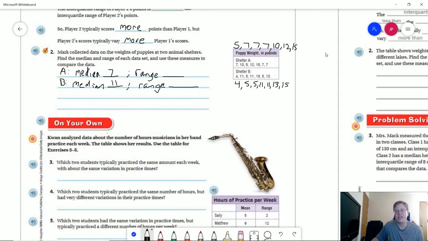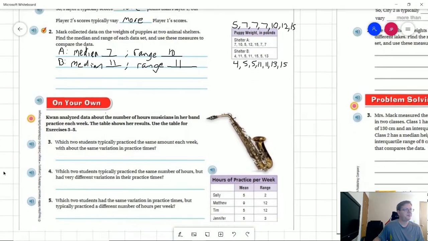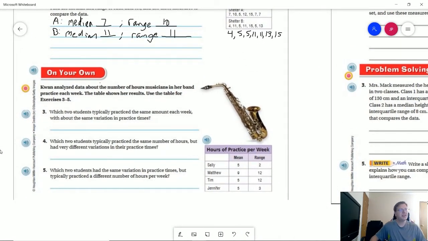Now let's take a look at our range. Our range for shelter A is going to be 15 minus 5, which is 10. Our other one is going to be 15 minus 4, which is 11. So what I am seeing is that both of these are really close together. I would say that there's a slight difference in the amount of variability, but on average, shelter B is going to average more than shelter A as far as the weight of their puppies. And so now let's take a look at 3, 4, and 5.